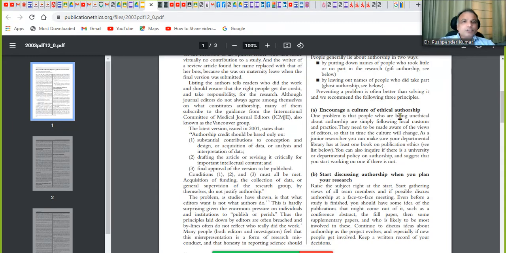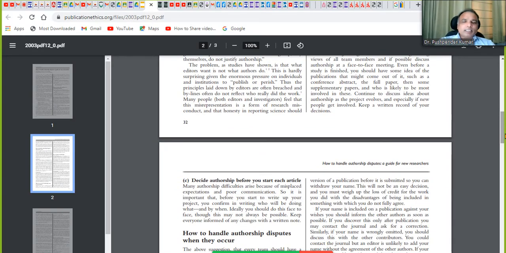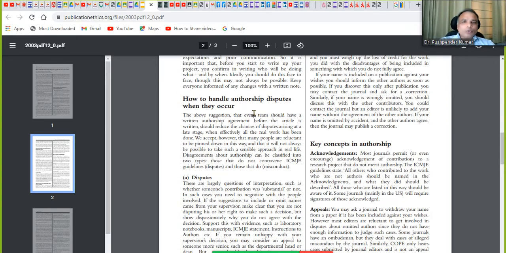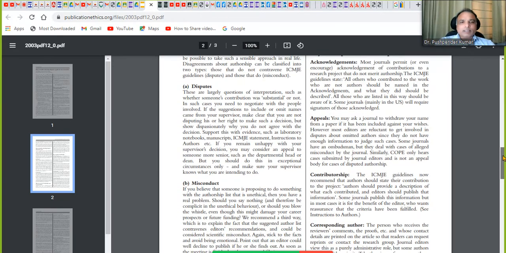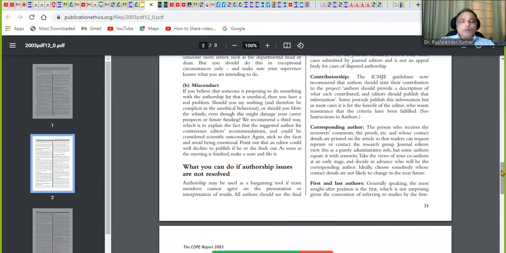Encourage a culture of ethical authorship. Start discussing authorship when you plan your research. So in the beginning you tell them, I am writing this paper, I am working on research, you would be my co-author, or you would not be my co-author, please help me. Sometimes we take this permission in writing also, otherwise we all can be in problem. So here you can see how to handle authorship disputes, acknowledgement, appeal. All this information is given. Misconduct, contribution, corresponding author: who would be first author, who would be last author, who would be corresponding author.